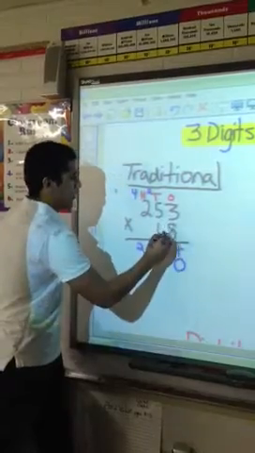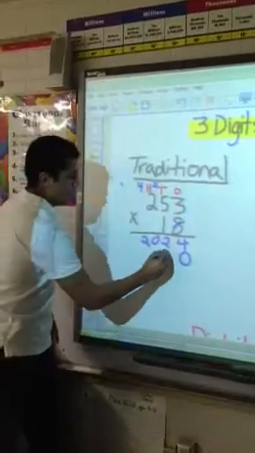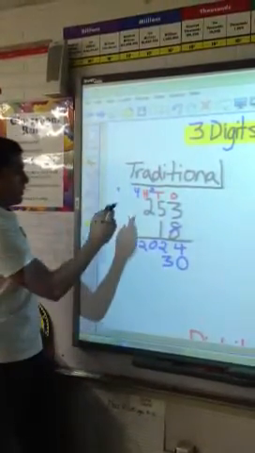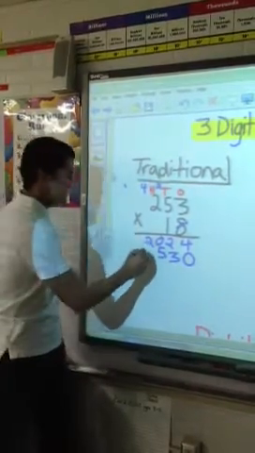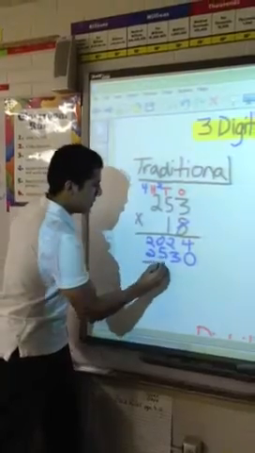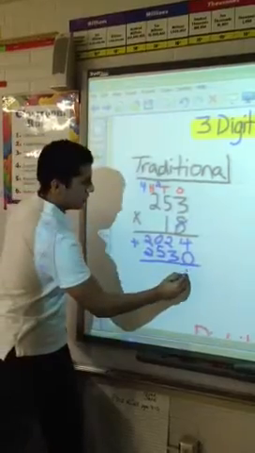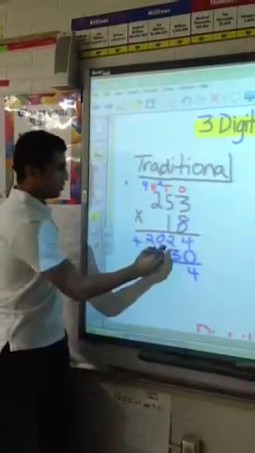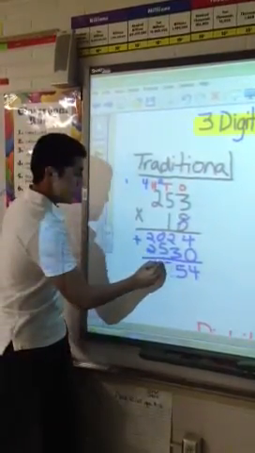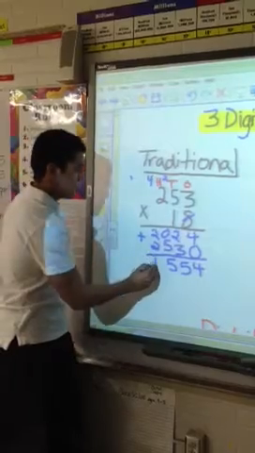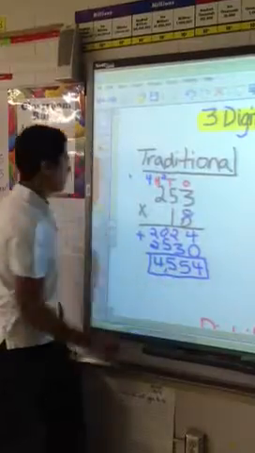Now that we're done with our 8, we move on to the 1. So 3 times 1 is 3, put 3. 5 times 1, 5. And 2 times 1 is 2. So now we have our first and second partial product, and we add both. So 4 plus 0 is 4. 2 plus 3 is 5. 0 plus 5 is 5. And 2 plus 2 is 4. So this is our final answer, 4,554.